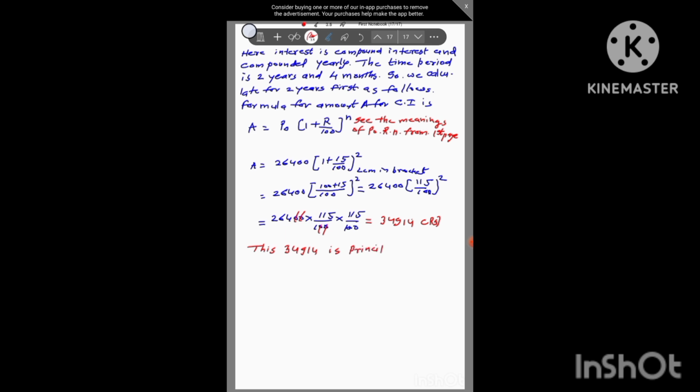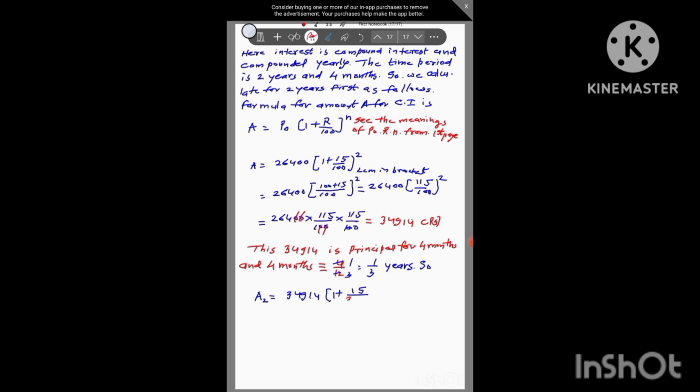and for this 4 months this amount is principal. So 34914 is principal for the next 4 months. If you recall the formula of compound interest derivation or the definition of compound interest, you will come to know what I am talking about. This is very easy if you know the compound interest formula or the definition of compound interest, and you can solve the problem very easily. A2 equal to 34914 into 1 plus.